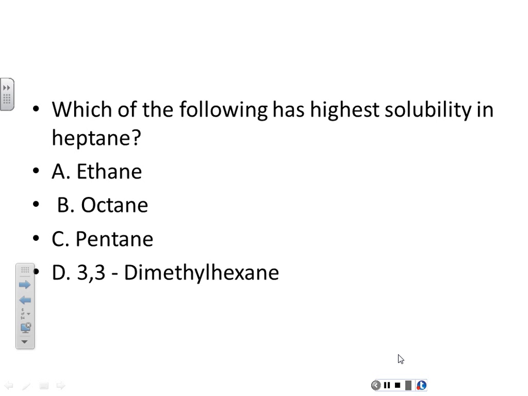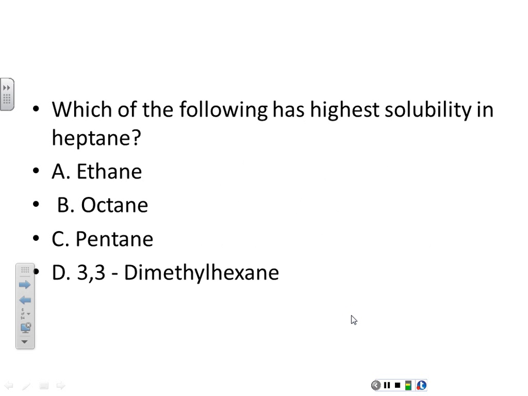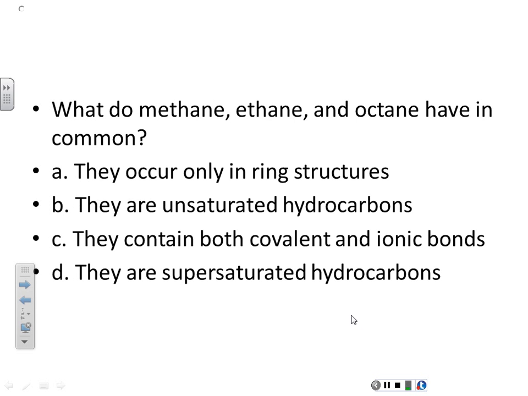Okay. So the correct answer is ethane. Is this clear? With this we covered a lot of ground, a lot of concepts in like 45 or 50 minutes. So now let's try to answer this and see if it makes sense. Let's see if you have any thoughts about this.